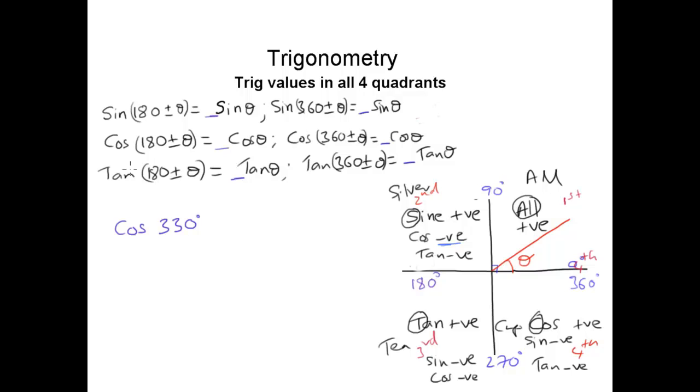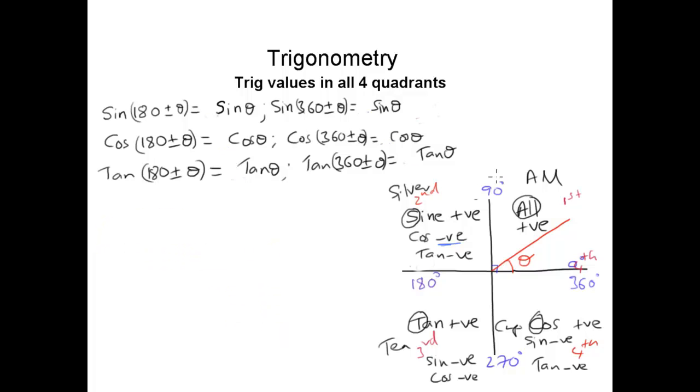What is cos 330? So 330 can be written as 360 minus 30, right? And cos 360 minus theta is cos theta, right? And what about the sign here? This is the fourth quadrant and your cos is positive, so this is plus cos theta or plus cos 30, which is root 3 over 2. So cos 330 is root 3 over 2.